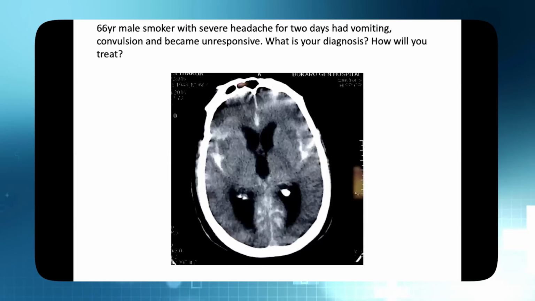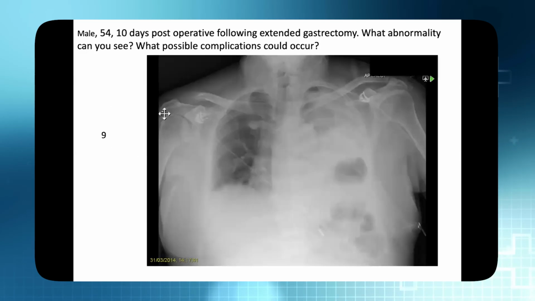Now, how can we diagnose strangulation of this small bowel? I don't know why they are telling strangulated.